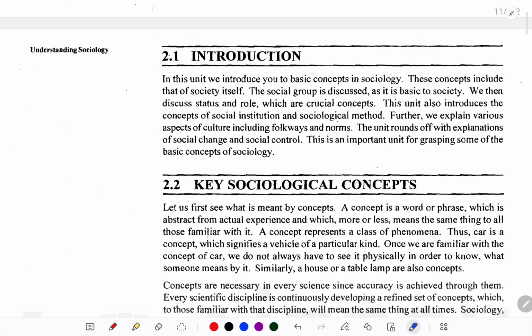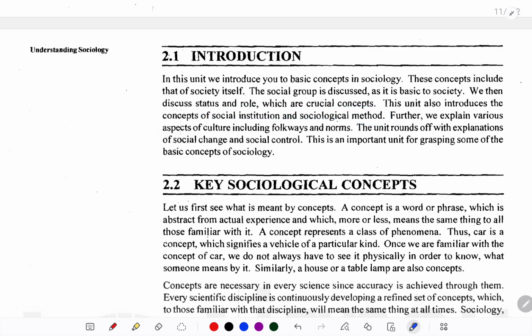Introduction. In this unit, we introduce you to basic concepts in sociology. These concepts include that of society itself. The social group is discussed as it is basic to society. We then discuss status and role, which are crucial concepts. This unit also introduces the concepts of social institution and sociological method.